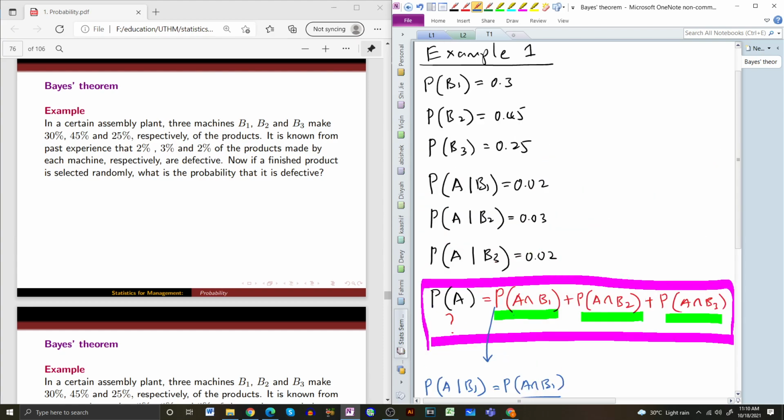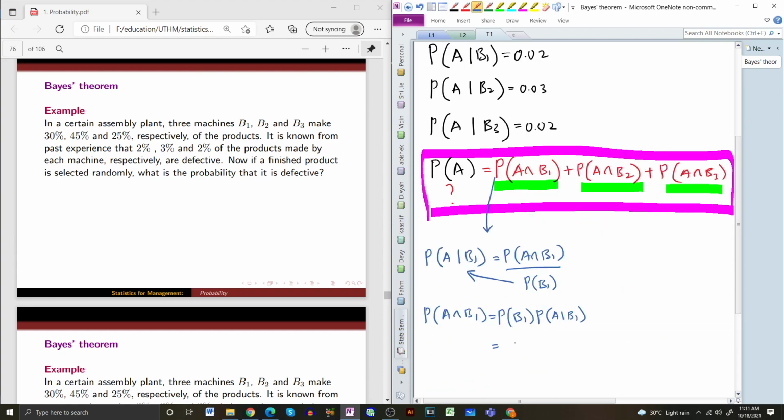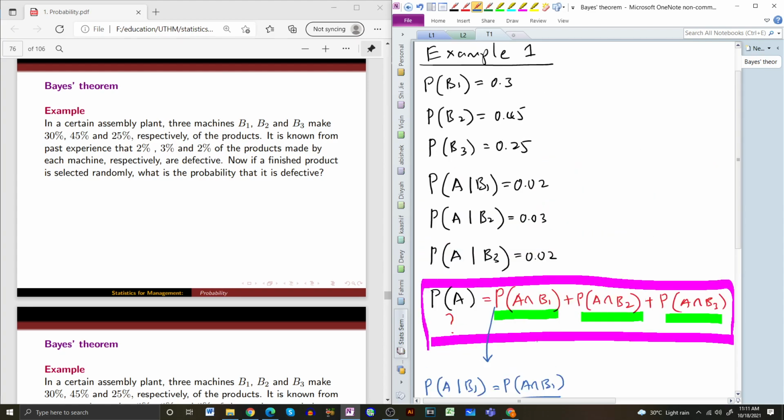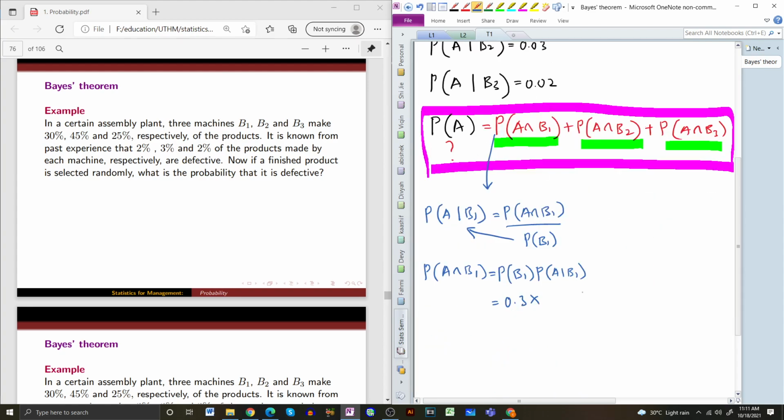What is probability of B1? 0.3. Probability of A given B1, 0.02. Multiply, I'm getting 0.006.